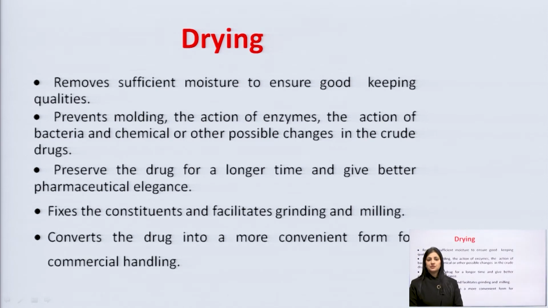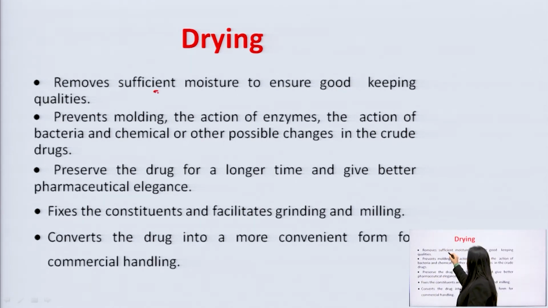Let us study these processes one by one. The first one is drying. As the name suggests, drying removes sufficient moisture to ensure good keeping qualities. Normally, we do this process in our homes too for household condiments, spices. We dry them well. We normally keep chilli, coriander, cumin and many dry spices in the sun so that they remain moisture free, there is no pest, no microbial growth, and they can be preserved for a long time.